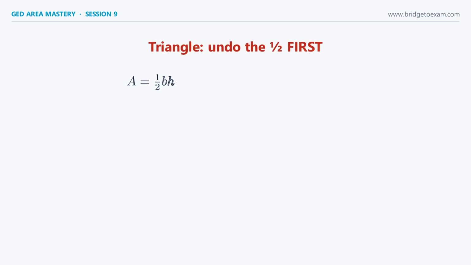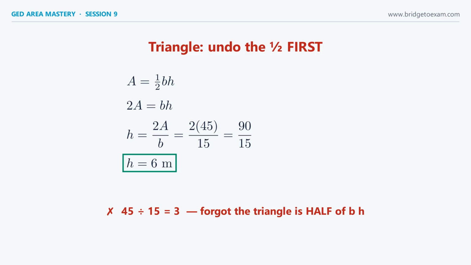The triangle is where most marks are lost, so watch the order. Area equals 1/2 BH. Multiply both sides by 2 first. 2A equals BH. Now divide. Height equals 2A over B. Say the area is 45 and the base is 15. 2 times 45 is 90 over 15 is 6 meters. The classic wrong answer is 3. 45 over 15. Forgetting the triangle is half of BH.